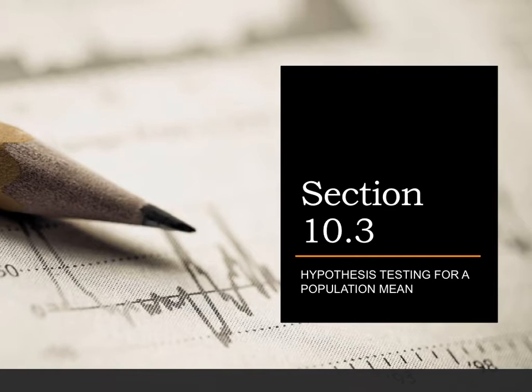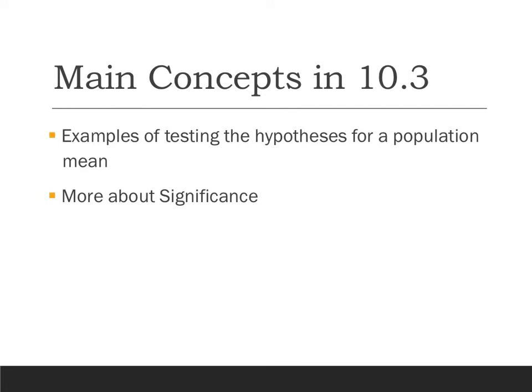All right, this is section 10.3, part 2. So now that we've gone over all the things that are the same and how we can find a p-value for a hypothesis test for the population mean, let's actually look at an example.